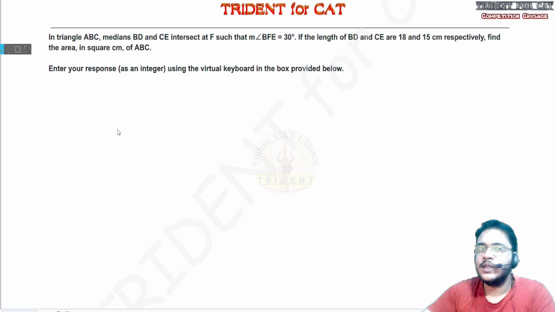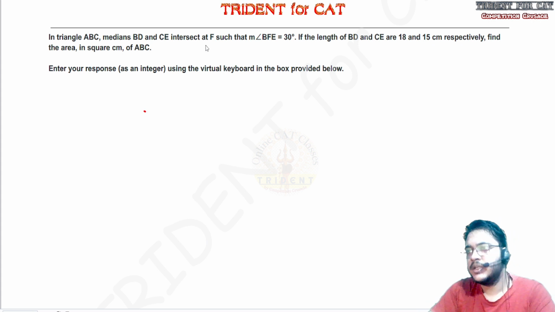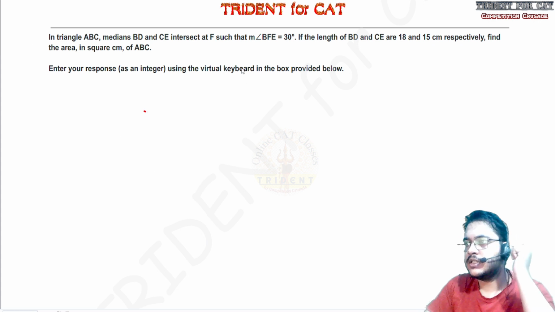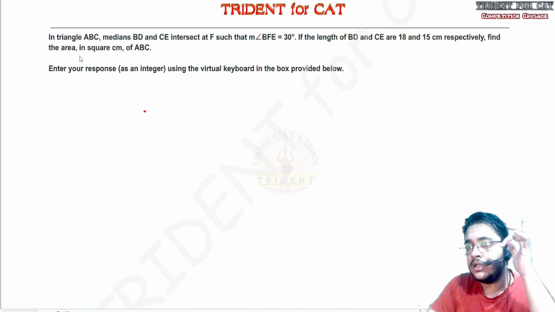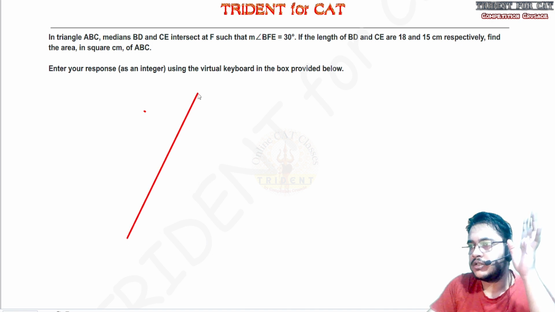The question says, in a triangle ABC, the medians BD and CE intersect at F such that measure angle BFE is 30 degrees. If the lengths of BD and CE are 18 and 15 respectively, find the area in square centimeters of the triangle ABC. Now let's construct the triangle.